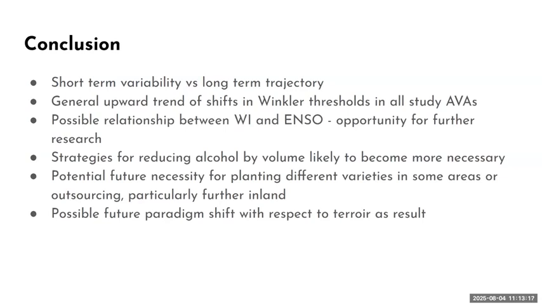As we enter the next quarter century, strategies for reducing alcohol by volume are likely to become increasingly necessary, whether in the vineyard or in the cellar, in order to comply with consumer preferences. Some areas may have to consider planting different varietals or resort to outsourcing if the effects of climate change become more effort to mitigate than the product is worth. If this were to happen, there might have to be a paradigm shift with respect to terroir, especially if similar patterns are occurring in Europe.